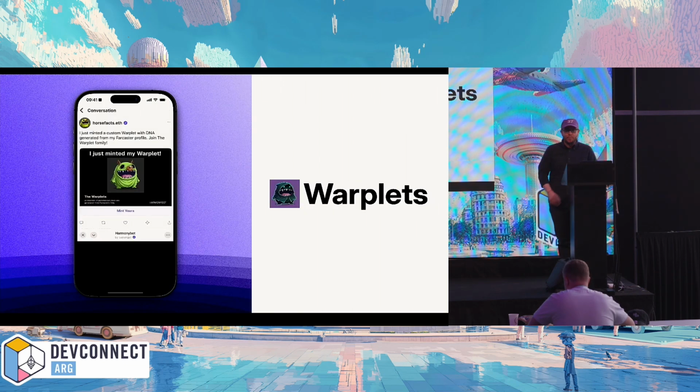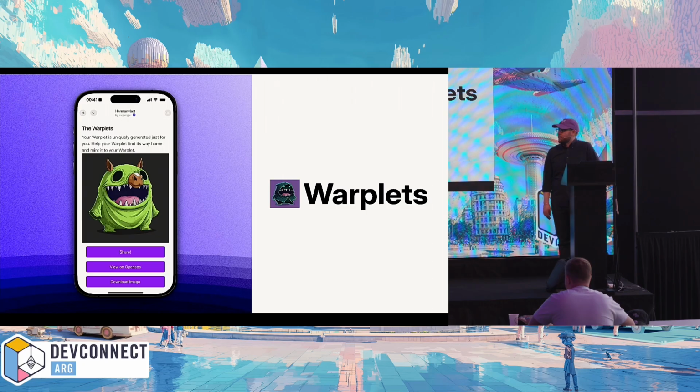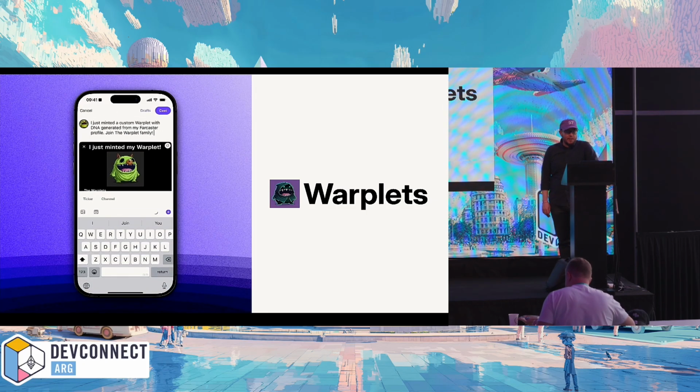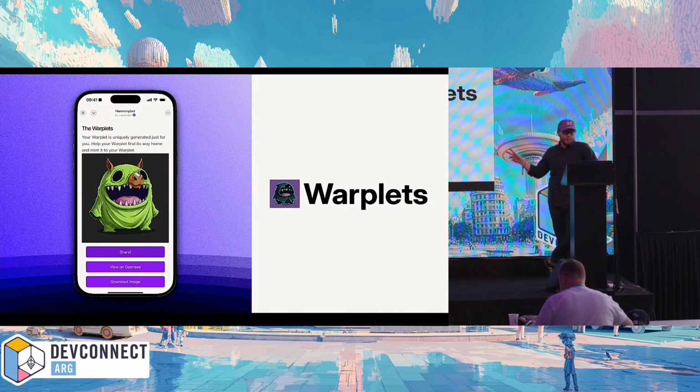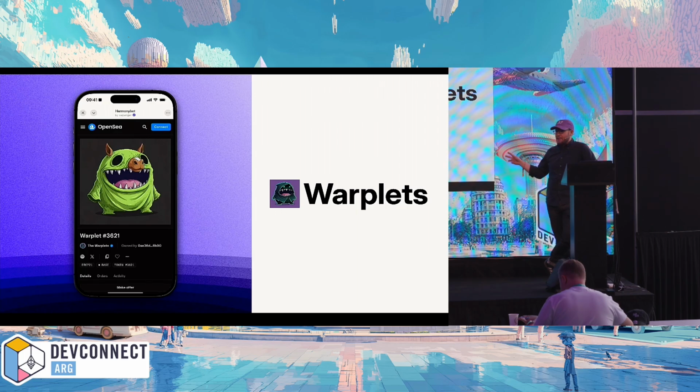And then the last one is Warplets. This was an amazing recent success story on Farcaster. It was a generative NFT mint mini app that, kind of similar to Emerge actually, turned your PFP into one of these freaky little Warplet creatures, which have become the unofficial mascot of Farcaster.